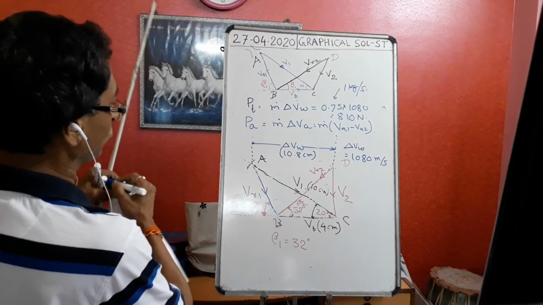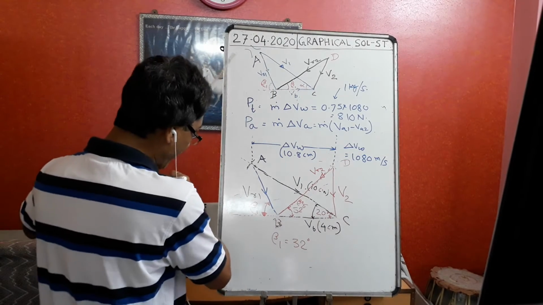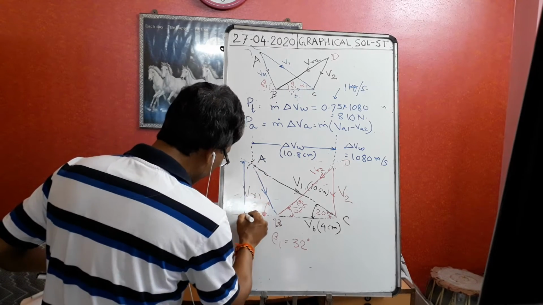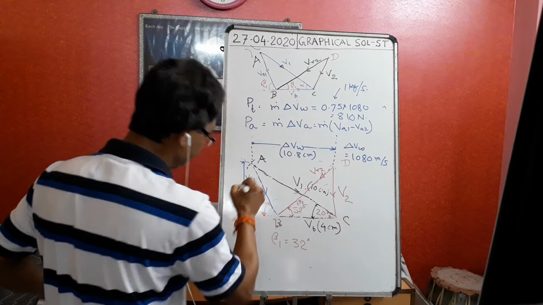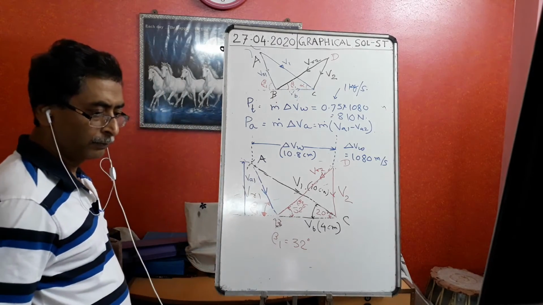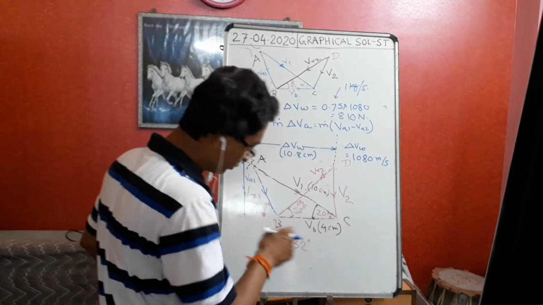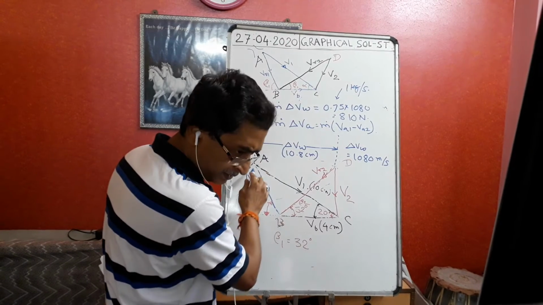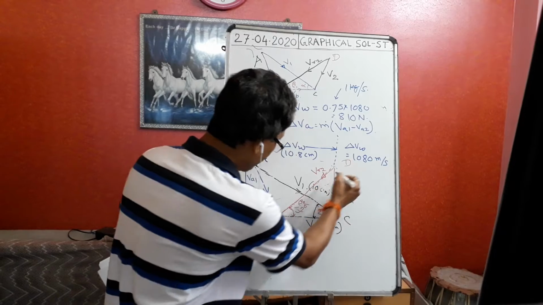VA1 minus VA2. What is the VA1? VA1 is the perpendicular distance from A to this. So this portion is the VA1. Then what is the VA2?